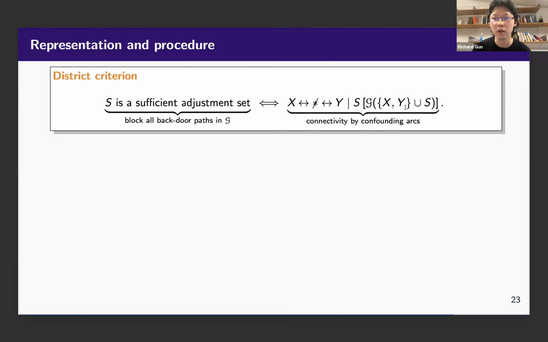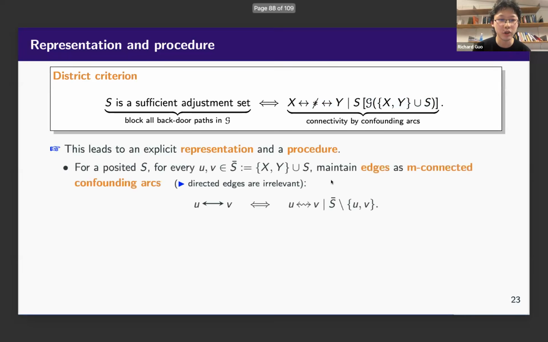Basically, we take X and Y and the posited adjustment set S, and project onto that margin. Then on the projection, S is a sufficient adjustment set if and only if there is no confounding arc that connects X and Y. That is why the procedure successfully terminates once X and Y become disconnected. As I said, this leads to an explicit representation and procedure.